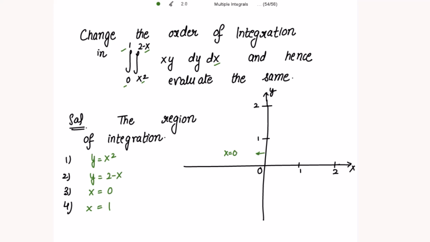And x is equal to 1, which means this line. This is x is equal to 1. And now drawing the graph for y equal to 2 minus x. How to draw this y is equal to 2 minus x? Just put first, if x is equal to 0, you get y is equal to 2. So if x is equal to 0, I am getting y equal to 2. So this is the point.